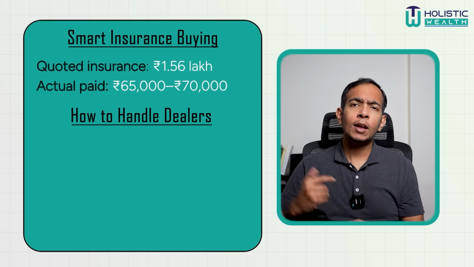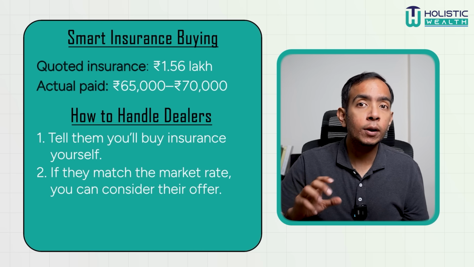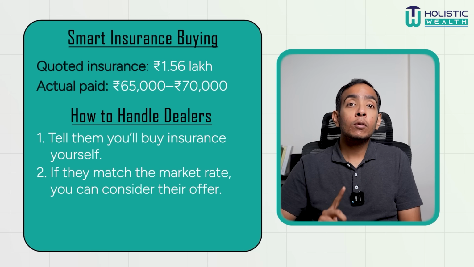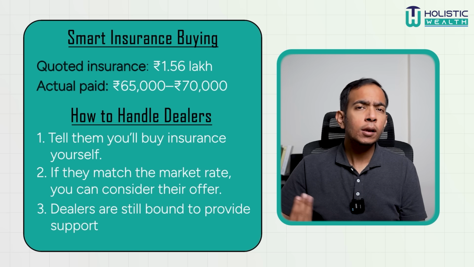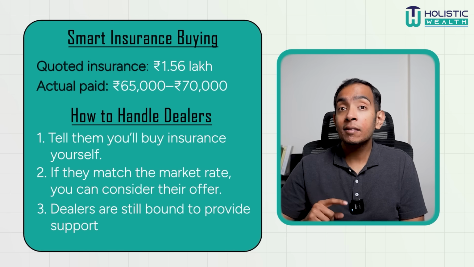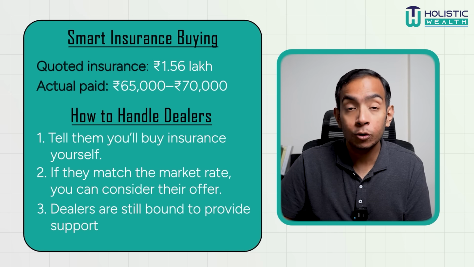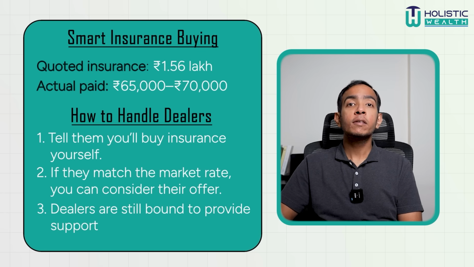You can just tell them that you will buy insurance yourself. If they're ready to match the price, then you can go with them. Otherwise, there is no need to go with them, because they have to make sure that irrespective of where you're buying the insurance from, they'll help you in claims, right? Because unless they help you in claims, they will not be able to sell the parts that they want to sell. So this is the trick here. Just make sure that you buy insurance at the cheapest cost.